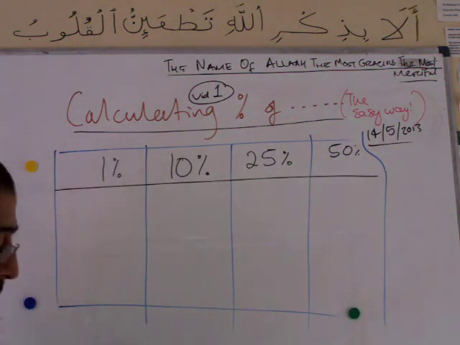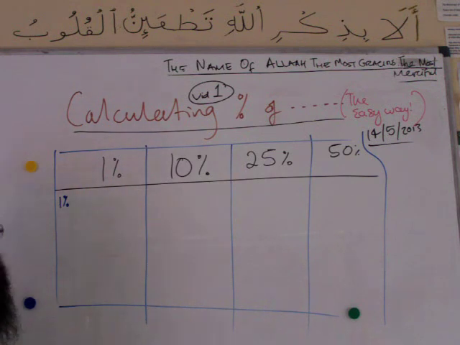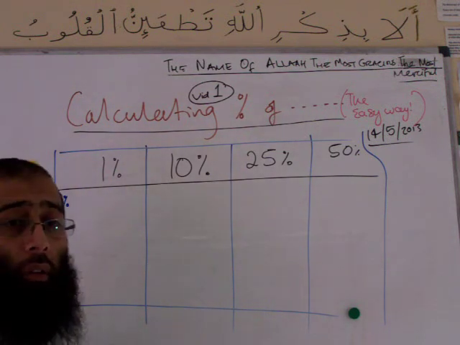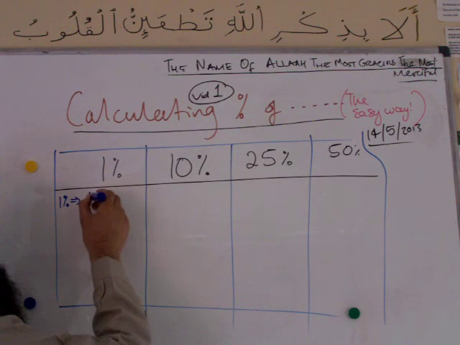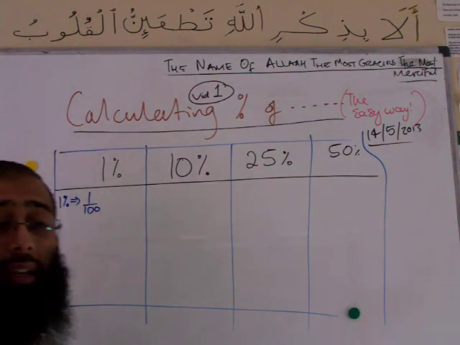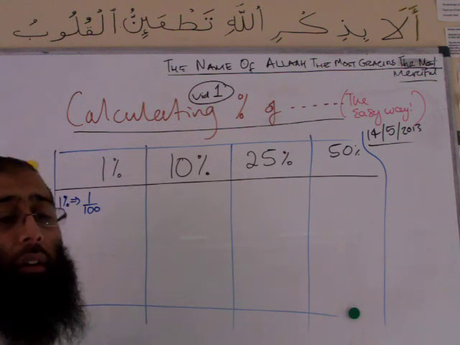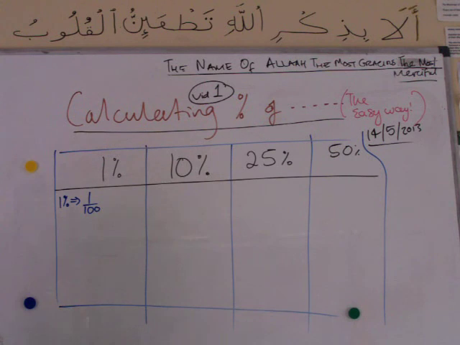Okay, now when we look at 1%, 1% means 1 per 100, 1 out of 100. Now, if we want to work out 1/100th of something, Amina, what do we do? To work out 1/100th of something, we divide by 100. Excellent.